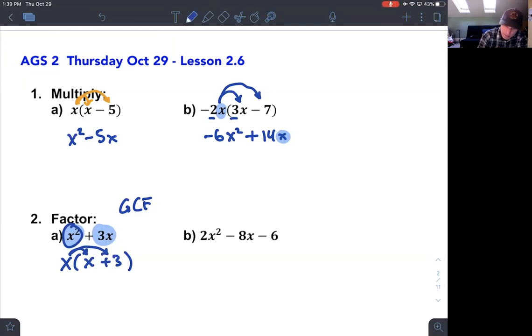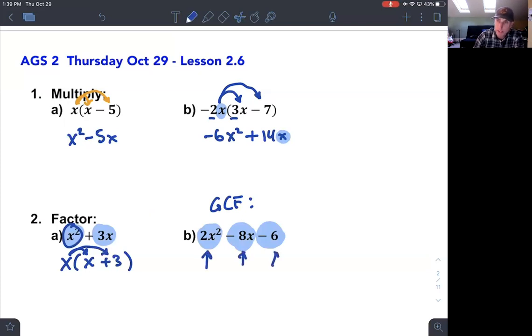Okay, next, look at this one. What is in common in all 3 of these parts? The greatest common factor. What do you think for this problem? What goes into 2? What goes into 8? And what goes into 6? All evenly, the same number. 2. They're all even numbers, yeah.